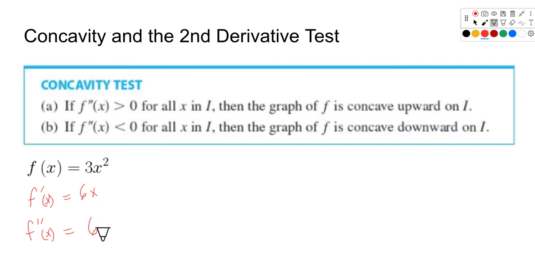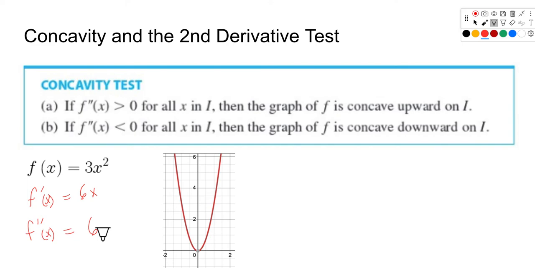6. Is 6 positive or negative? Is it always positive, or is it always? Yeah, it's always positive. And what does the graph of 3x squared look like? It looks like it's always concave up, which it is. So this is the idea.